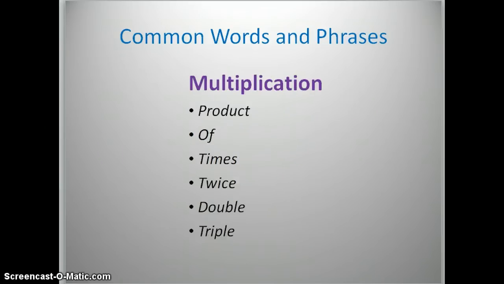For multiplication, we have product of, times, twice, double, triple. And those last 3, those are very specific. Twice, for example, tells you not only that you're multiplying, but that you're multiplying by 2, as well as double. And triple tells you that you're multiplying by 3. Now there are other words that have that same concept that'll tell you what you are multiplying by.